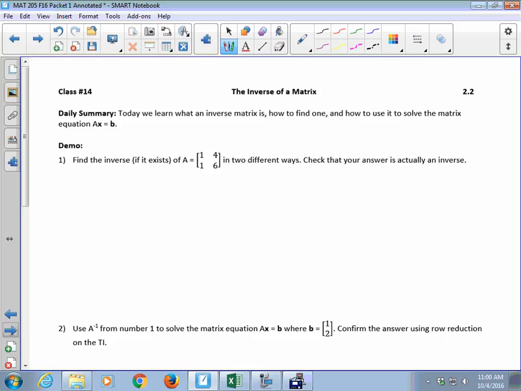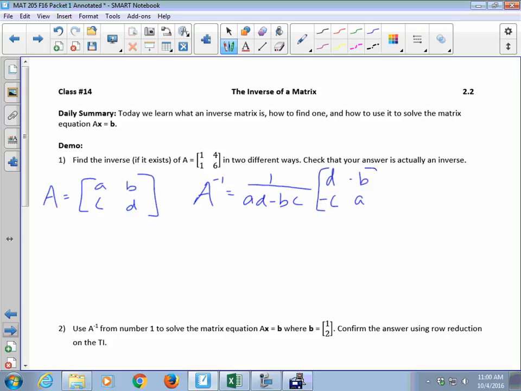So for a 2 by 2 matrix, there's a handy little formula for finding an inverse, right? If A is A, B, C, D, then A inverse is 1 over AD minus BC times this matrix, the matrix A but rearranged a little bit. A and D swap places. B and C stay where they are, but you make them the opposites. So that's the formula from your reading. I do derive the formula for you if you're interested.